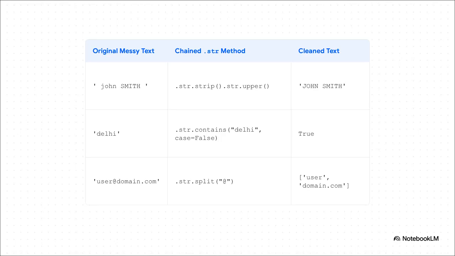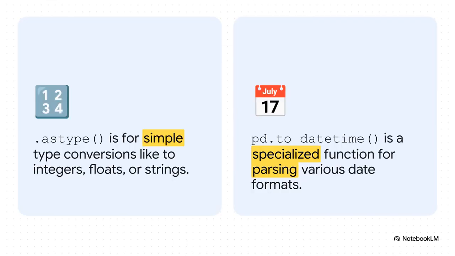Okay, this is where Pandas is just magic. Seriously, look at this. You can chain these string methods together. In one line, you can take a name with weird spacing and mixed up capitalization and bam, it's perfectly clean. Being able to chain these .str methods is an absolute game changer when you're working with text. It's so powerful.